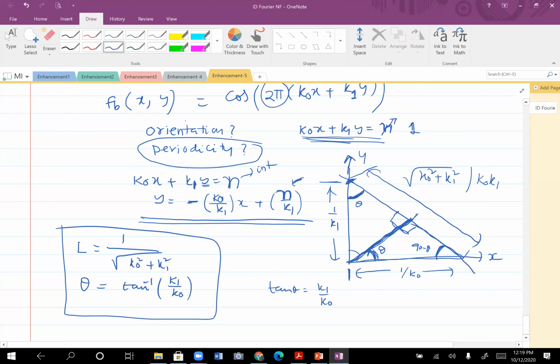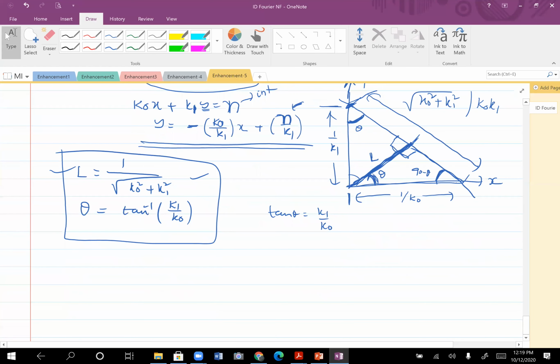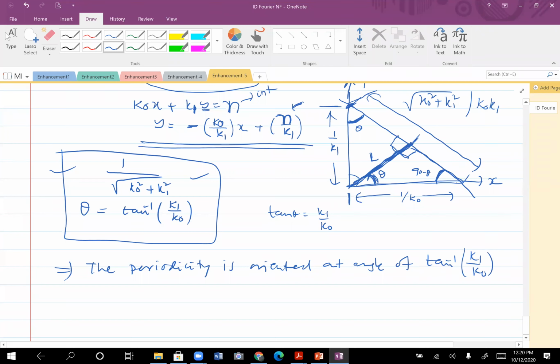That will give you this length. You add those two equations and you would arrive at this length L, because in both of them you would be getting this length L. From that you would arrive at this expression. I'm sure you would be able to work that out. So the conclusion here is, the periodicity is oriented at an angle of tan inverse of k1 by k naught. That's the direction in which your periodicity lies. And the periodicity is 1 by square root of k naught square plus k1 square.